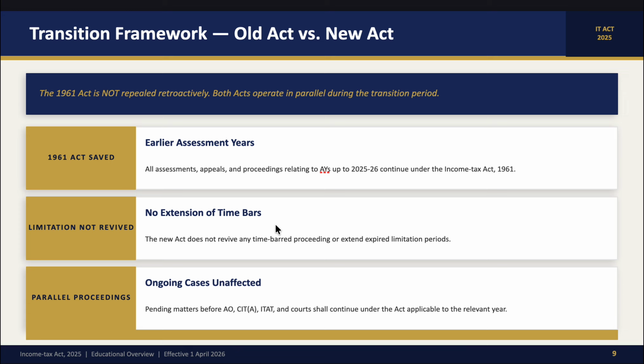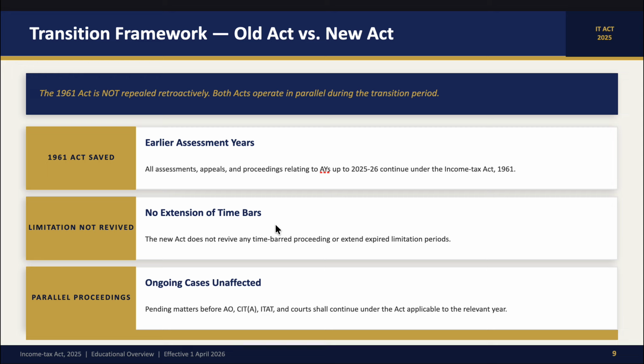All assessments, appeals and proceedings related to assessment years up to 2025-26 will continue under the Income Tax Act 1961. That means the old act. The new act is not applicable up to assessment year 2025-26. I get a lot of queries on the assessment proceedings part, that is, is my case applicable for the new provision? So it's a plain answer, no.